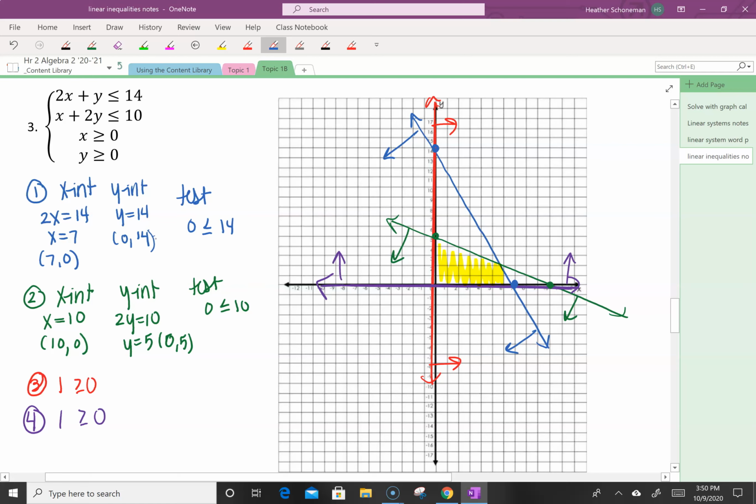Oh, got to do the test. So I plugged in 0, 0. I got 0 is less than 14. That's true. Shade towards the center.